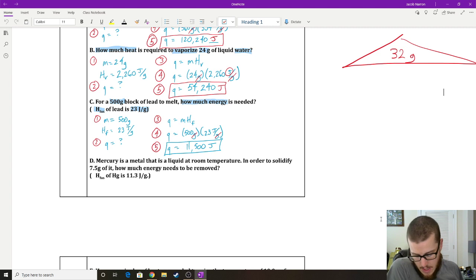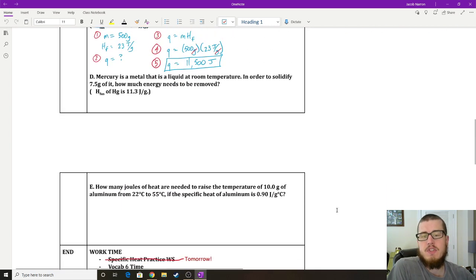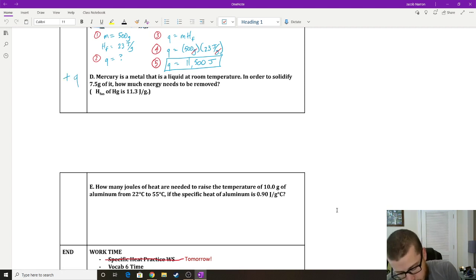All right, now let's look at D. Mercury is a metal that is liquid at room temperature. In order to solidify 7.5 grams of it, how much energy needs to be removed? Now, this one's a little weird. I mean, it's going to be the same thing. Your sign is going to change though. So instead of getting a positive Q, we can expect to get a negative Q here. And in fact, if we don't get a negative Q, I'm just going to make it negative because it says the word removed in the problem.